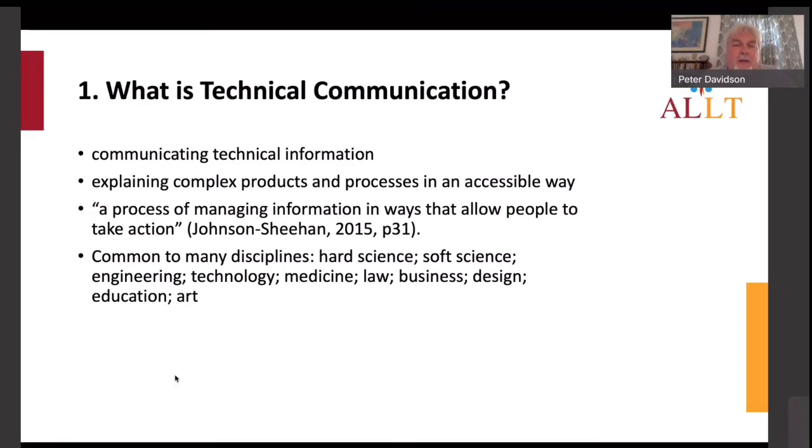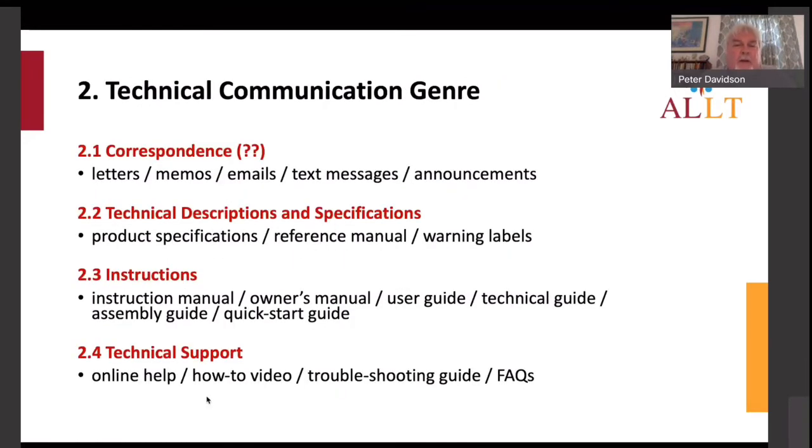So let's move on to look at some of the different types of genre in technical communication. 2.1 is correspondence, and I put a couple of question marks there because personally, I don't think this is part of technical communication. I think things like letters, memos, emails, text messages, and announcements should be part of a business course or a professional English course. However, because these things are not actually taught in a lot of courses, they often appear in a technical communication course. But in reality, they're probably not really true technical communication.